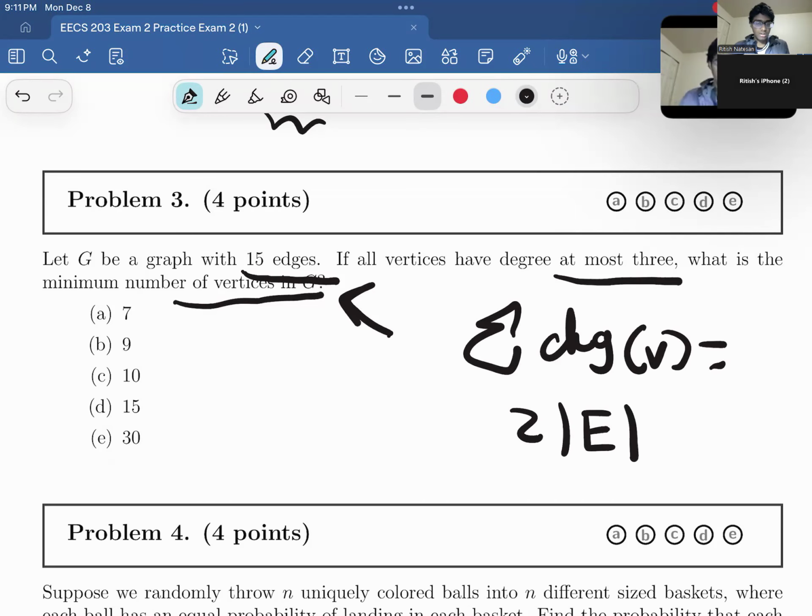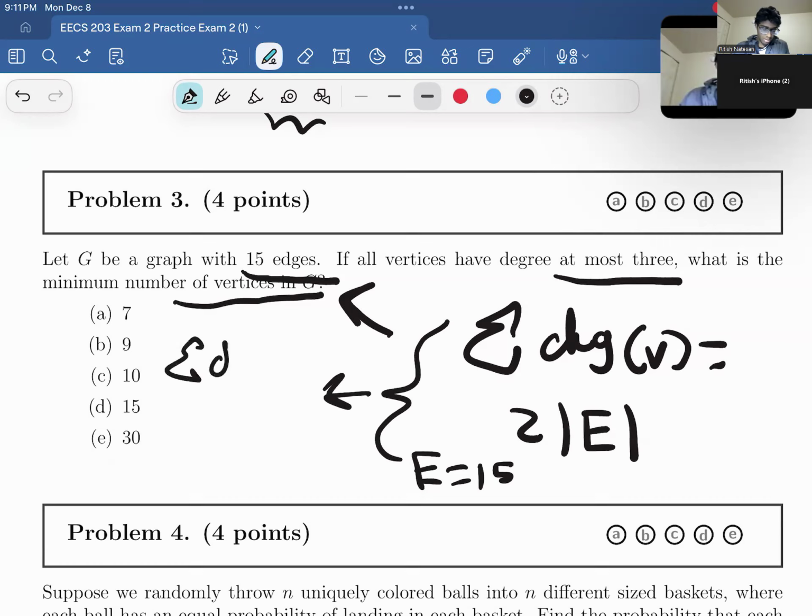This problem says that there are 15 edges, so E equals 15. We multiply 15 by 2, we get 30. So from the handshake theorem, we can then say that the sum of the degrees of all the nodes is equal to 30.